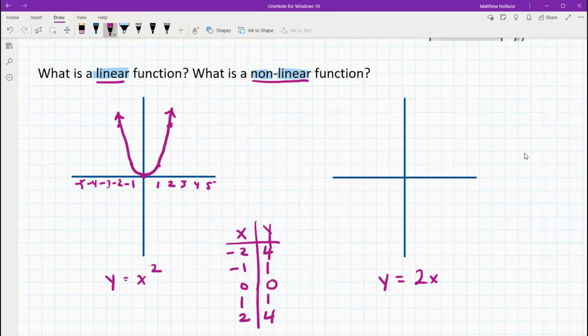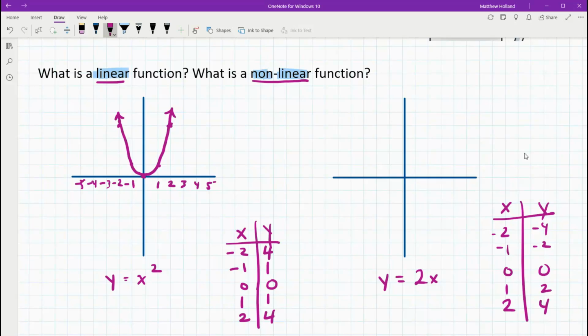Oh, hold on one second. Okay, we're going to do another table here, and let's use the same x values. So let's use x is -2, -1, 0, 1, 2. Now, this function 2x means you just double it. -2 times 2 is -4. -1 times 2 is -2. 2 times 0 is 0. 2 times 1 is 2. And 2 times 2 is 4.